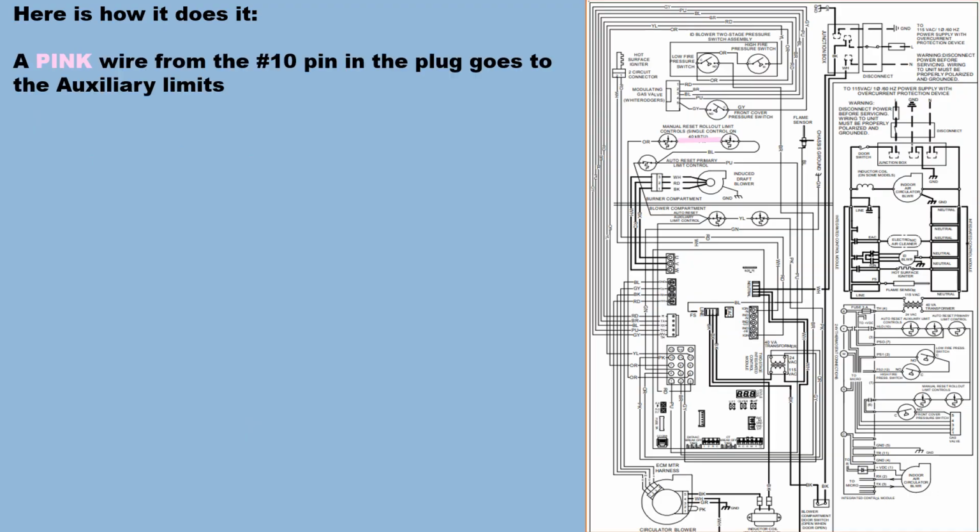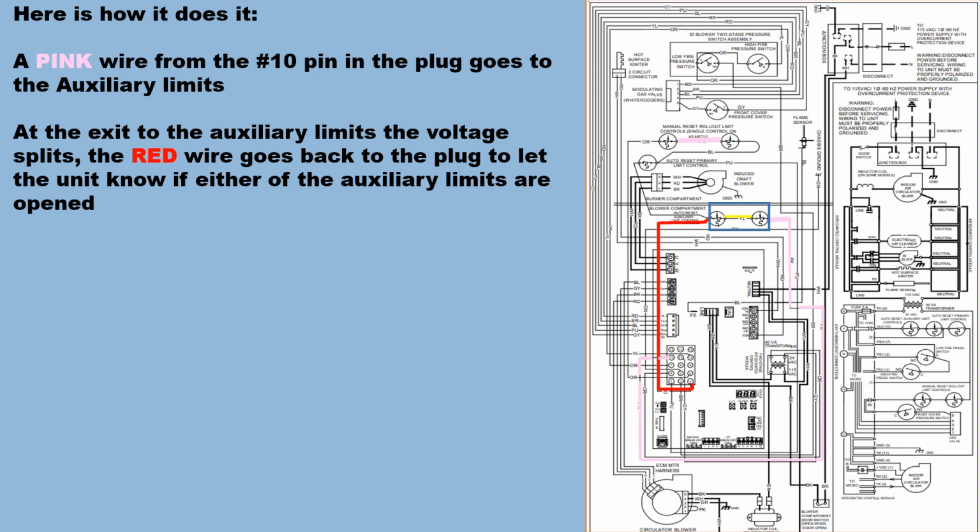And here's how it works. A pink wire from the 10 pin in the plug goes to the auxiliary limits. At the exit to the auxiliary limits, the voltage splits. The red wire goes back to the plug to let the unit know if either of the auxiliary limits are open. Obviously, it doesn't go back if one of those auxiliaries is open. So by the power making it back to the plug, that means that those limits are closed.